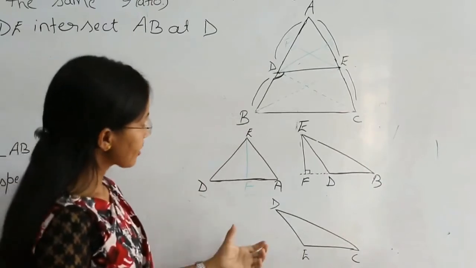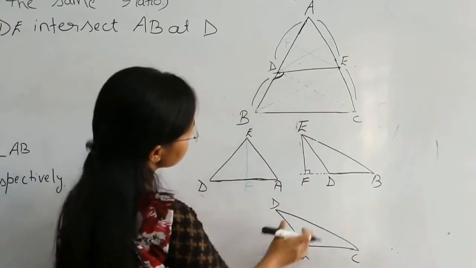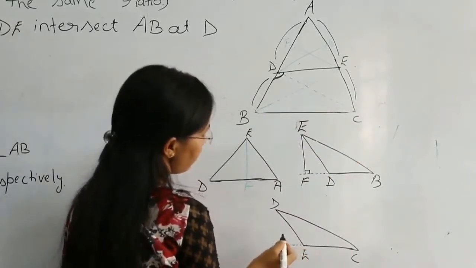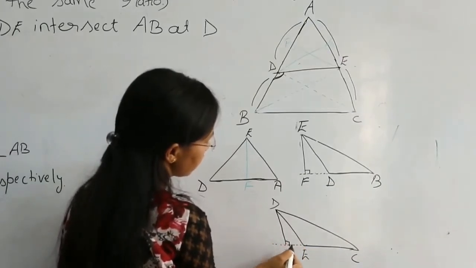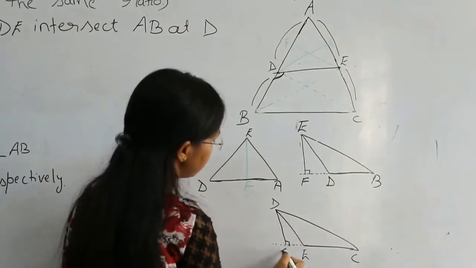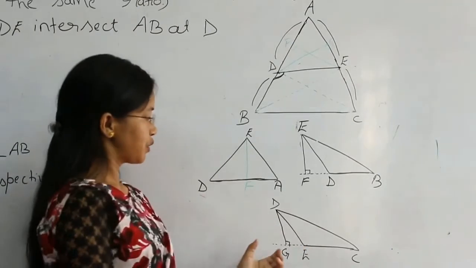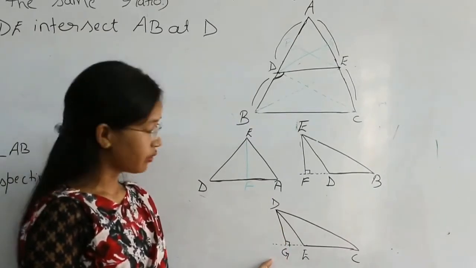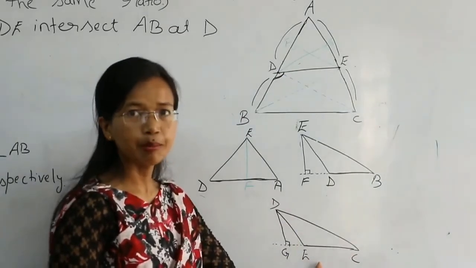And the next one, you take this triangle CDE. Again you extend the side CE this way. Then from D you drop a perpendicular. We name this as G. So here DG represents the height of the triangle CDE and EC represents the base.